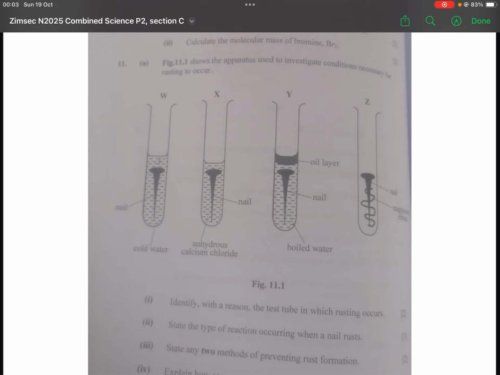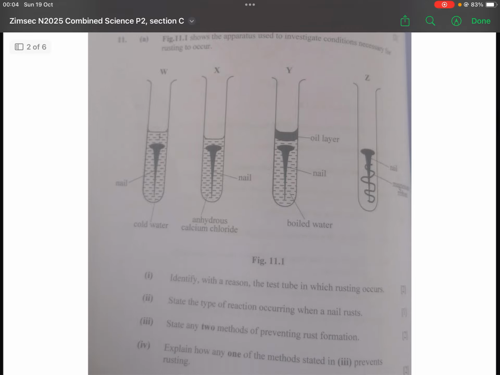So I have explained why rusting is unlikely to occur in X, Y, and Z. You need to know that for rusting to occur, we need moisture and also we need oxygen, of which these two conditions are there in test tube W. So that is why we are saying W is the one in which rusting is most likely to occur.